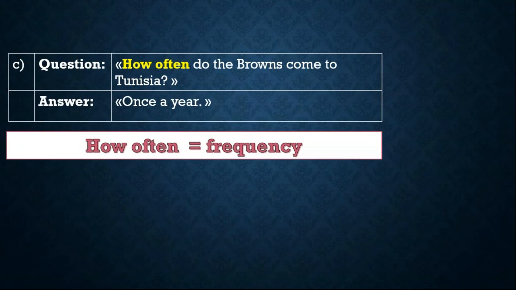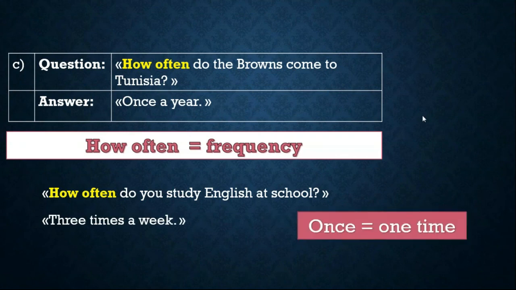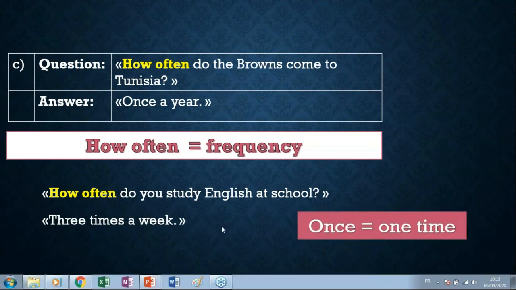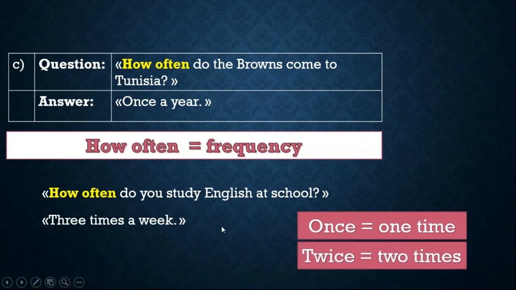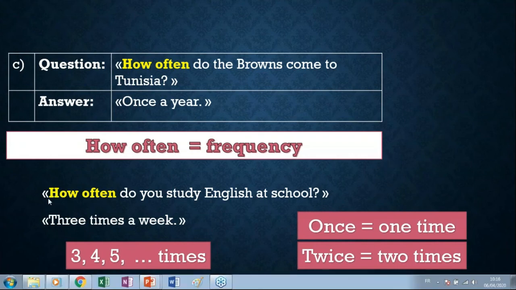Let's look at the example. How often do you study English at school? 3 times a week. Now where is the times thing? Once. We can also use twice, which means 2 times. And we can use 3 times, 4 times, 5 times, 100 times for other things. Right, let's move on.